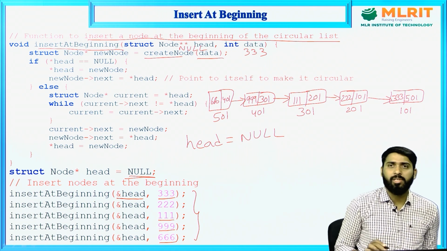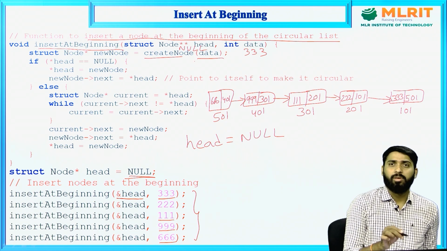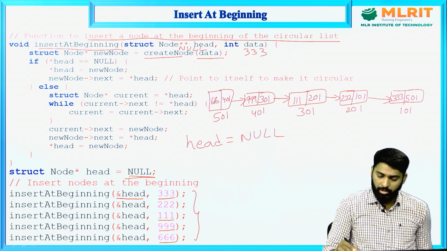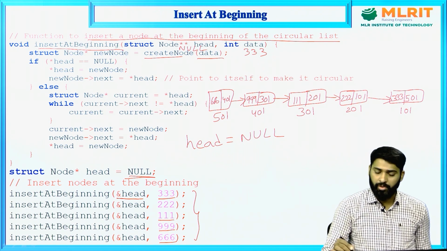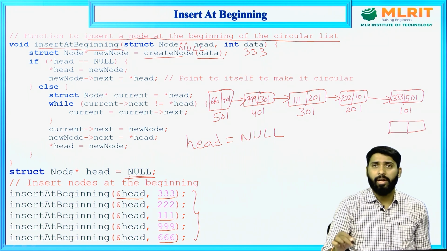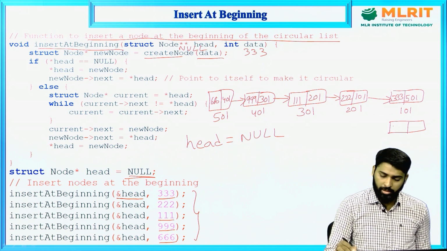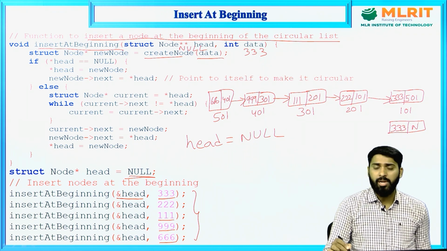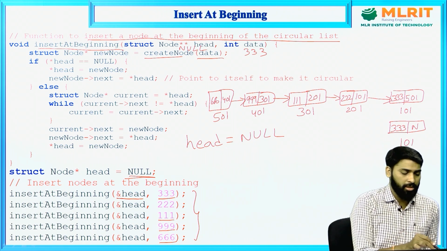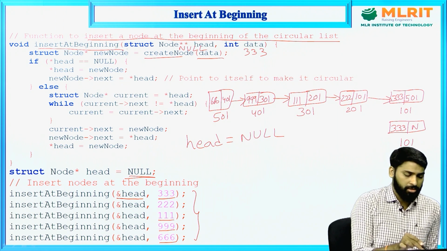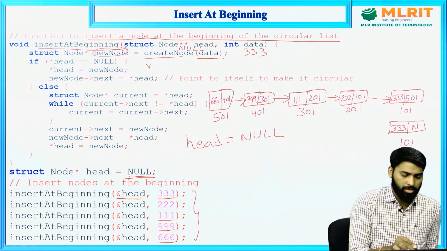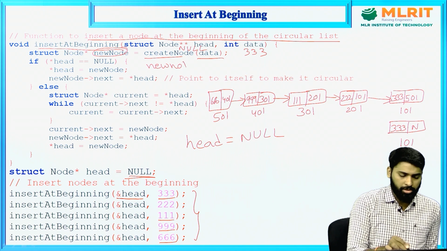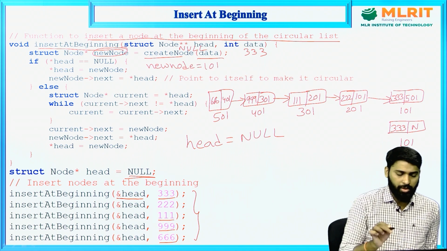Now we call create node. In our previous class we learned about create node. What is the purpose of create node? It creates one new node and stores the data in the data part. The data here is 333. It makes the next pointer null and returns the address 101 to the called function, here insert at beginning. So this new node equals 101.